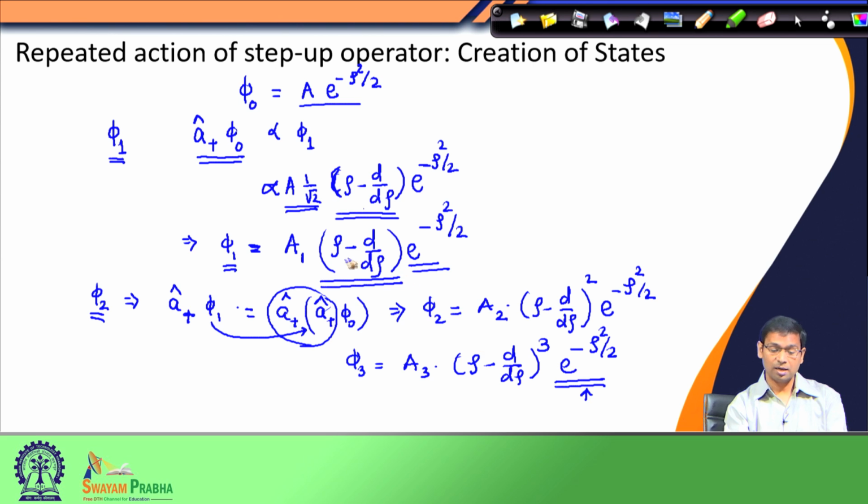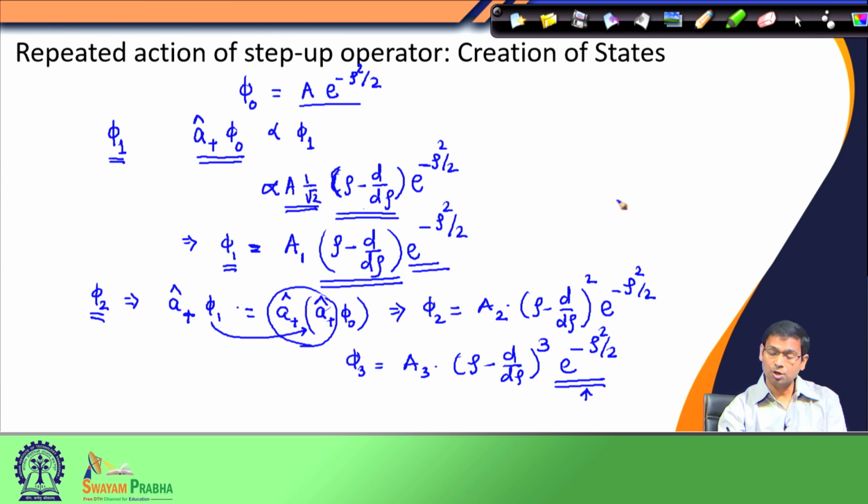Now, phi 1, the second eigenfunction of the harmonic oscillator problem, I will obtain by applying this operator on the lowest eigenfunction e to the power minus rho square by 2. The next eigenfunction I would get by applying this operator twice, rho minus d by d rho, and one more time the same operator, on this function e to the power minus rho square by 2, which is the lowest eigenfunction.